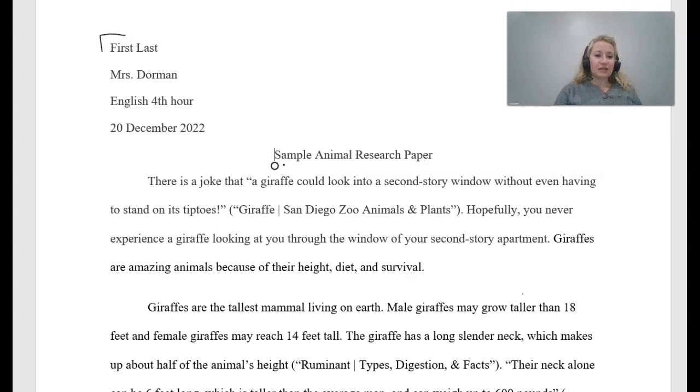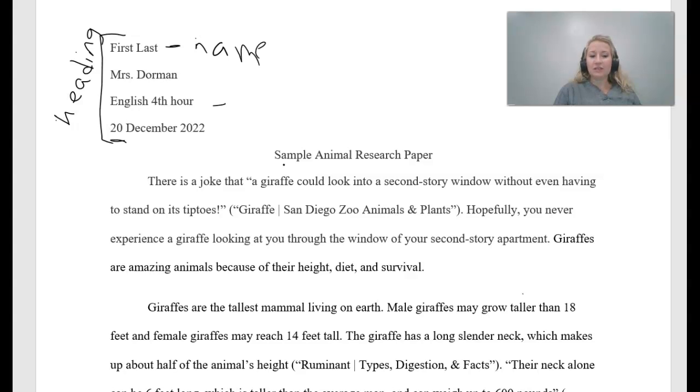All right, so the first thing we are going to label is our heading. All right, so go ahead and label that with me. Now the heading gives whoever's reading your paper information about who wrote the paper. So you have your first and last name right here. All right, then the name of your teacher, and then whatever hour you have me, so first, second, third, fourth, or fifth, that's what's going to go here.